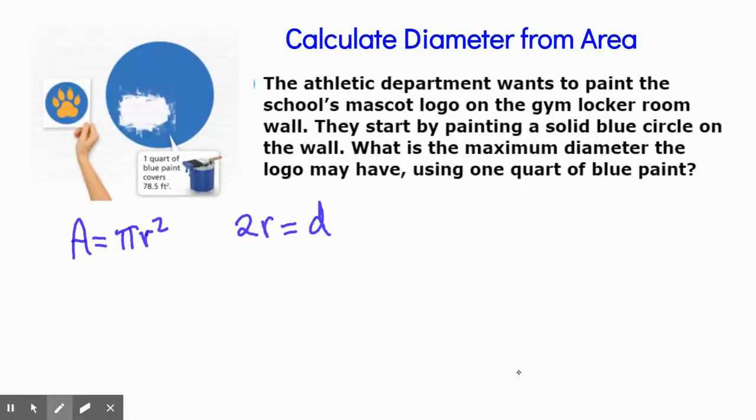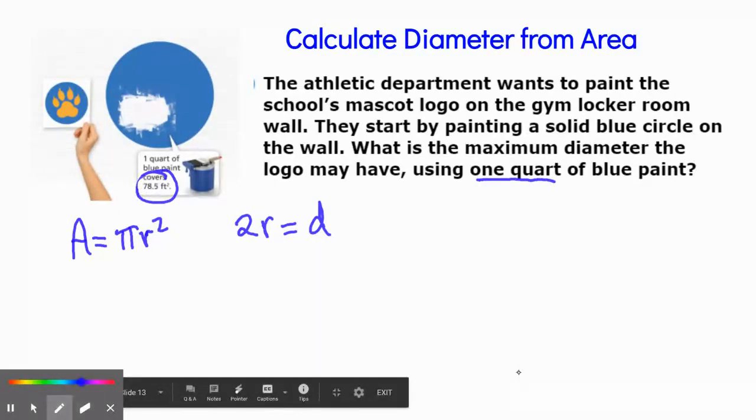I remember that too. So the athletic department wants to paint the school's mascot logo on the gym locker room wall. They start by painting the solid blue circle on the wall. I can see that right there. What is the maximum diameter the logo may have using 1 quart of blue paint? Okay, so from this, we have no idea what's going on because we don't know how much 1 quart covers. But if I see the picture right here, we can see that 1 quart covers 78 and a half feet squared.